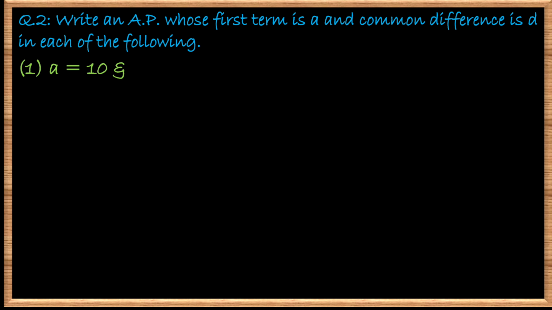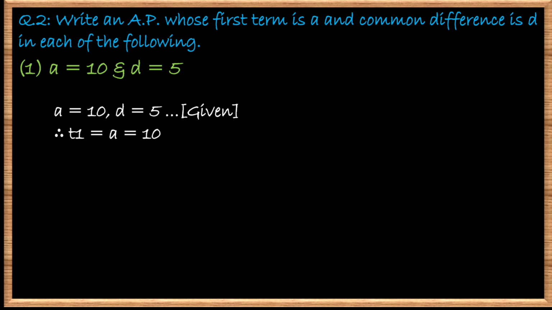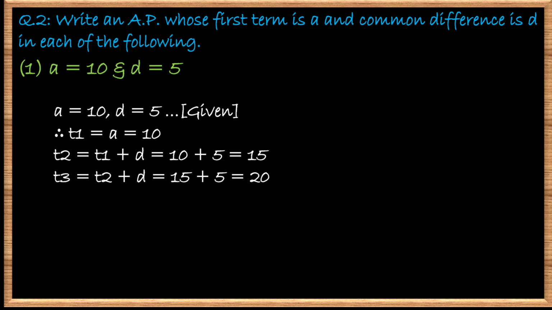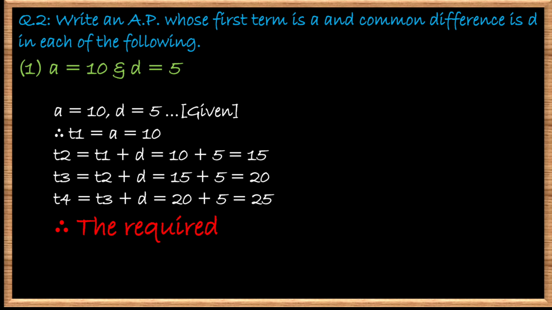So your first question is A equal to 10 and D equal to 5. So we'll find the first term, which is A, which is given 10. Then T2 can be found by adding D to the first term, that is 10 plus 5 equal to 15. T3 is equals to T2 plus D, 15 plus 5 equals to 20. Same way we are going to add 5 to all the terms. Therefore, the required sequence is 10, 15, 20, 25 and so on.